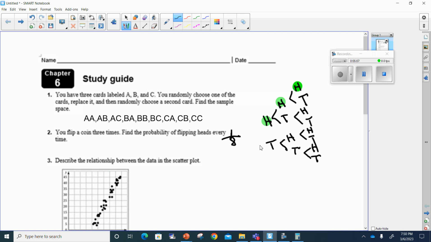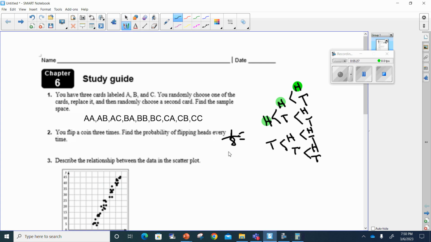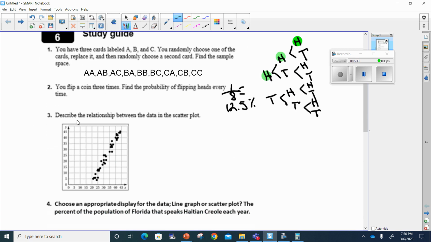Okay? If I wanted to turn this into a percent, I could put 1 divided by 8. 1 divided by 8 is about 0.125. That's when I move that decimal back over 2 places. This would be 12.5%. So you could put 1 over 8 or 12.5%. Next it says, describe the relationship between the data and the scatter plot.